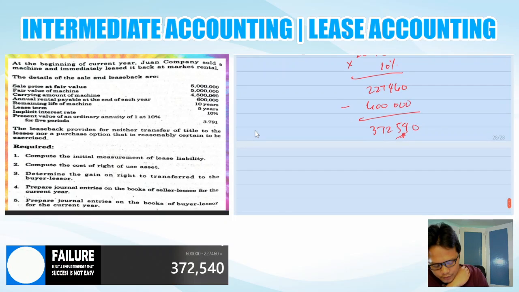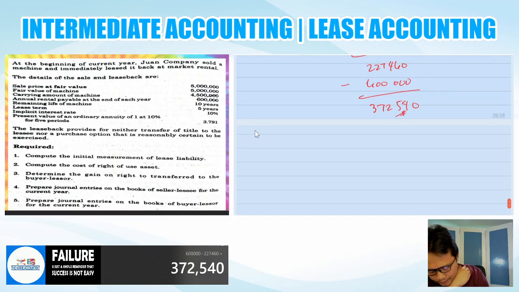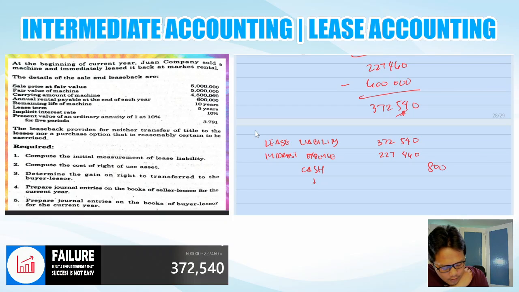So, entry for the amortization. Debit lease liability at 372,540. Debit interest expense at 227,460. Credit cash at 600,000. Diba? Ito yung entry natin in the books of the lessee.